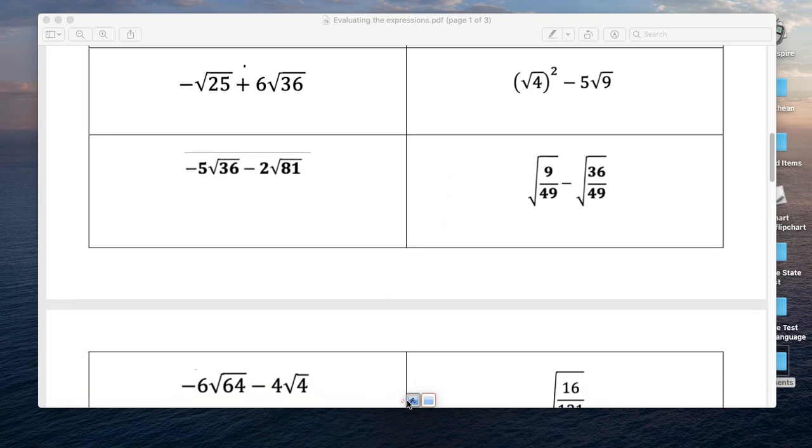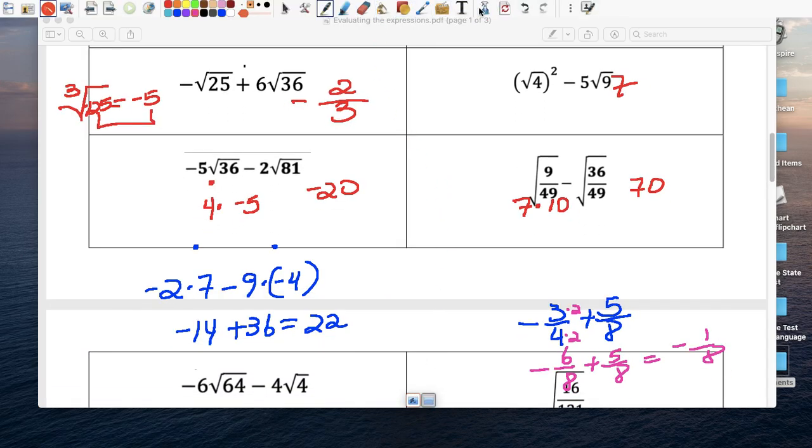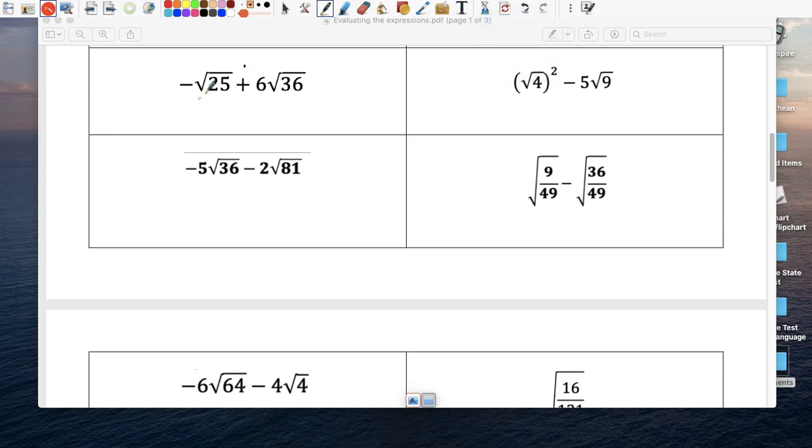Now we're doing square roots. So think about square roots. Square root of 25: 25 is a perfect square, it's just 5. Plus 6 times the square root of 36, which is 6. So we get negative 5 plus 36, and negative 5 plus 36 is just 31 positive.